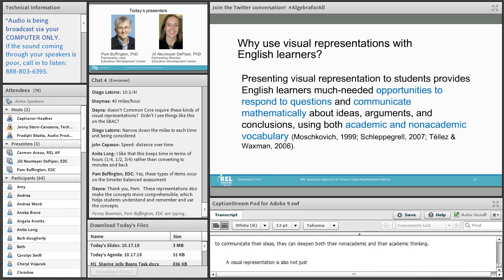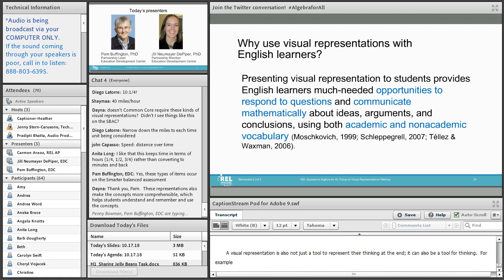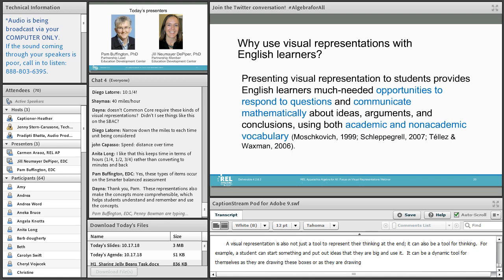A visual representation is also not just a tool to represent their thinking at the end. It can also be a tool for thinking. For example, a student can start something and put out ideas that they're thinking about and use it. It can be a dynamic tool for themselves. As they're drawing these boxes or as they're drawing the double number line, they're marking it up and presenting their ideas. And in that way, we've had students say that that visual representation wasn't for someone else. It was their own thinking tool.